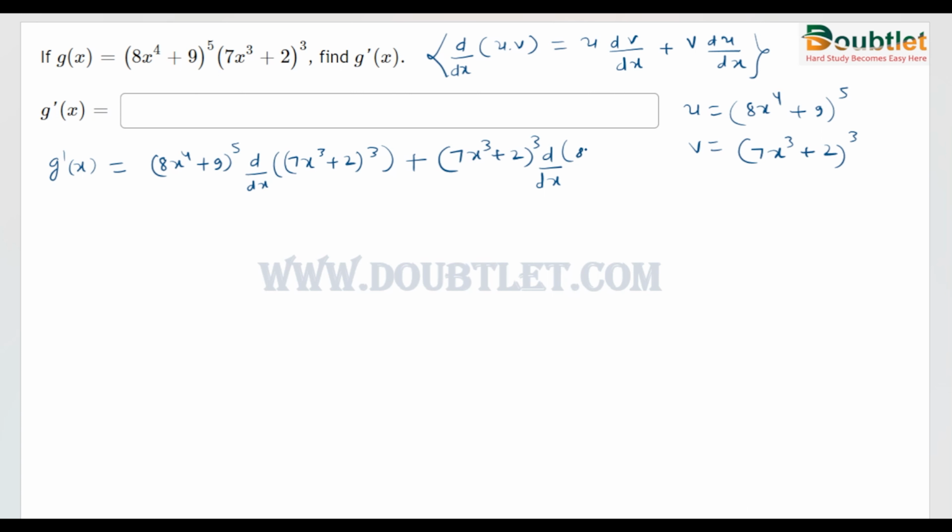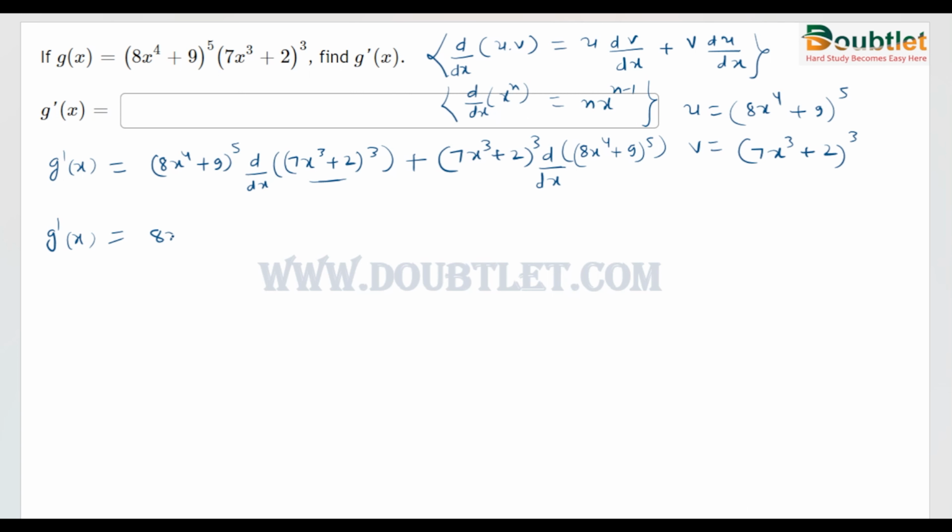So u is (8x^4 + 9)^5. So now we will apply the other rules of differentiation. To differentiate this function, we will first apply the power rule. So basically we will treat it as a single function, and we know that dy/dx of x to the power n is n multiplied by x to the power n minus 1. So this is also the power rule.